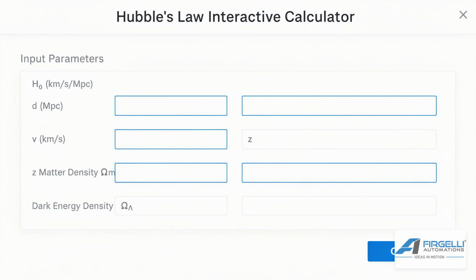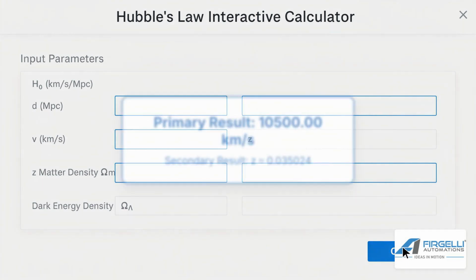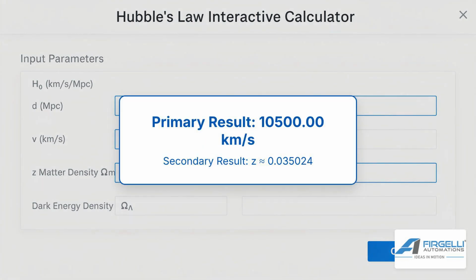After clicking Calculate, the primary result shows 10,500.0 kilometers per second, which is the recessional velocity of the galaxy at our specified distance. The secondary result displays z approximately 0.035024, giving us the calculated redshift value based on our inputs.